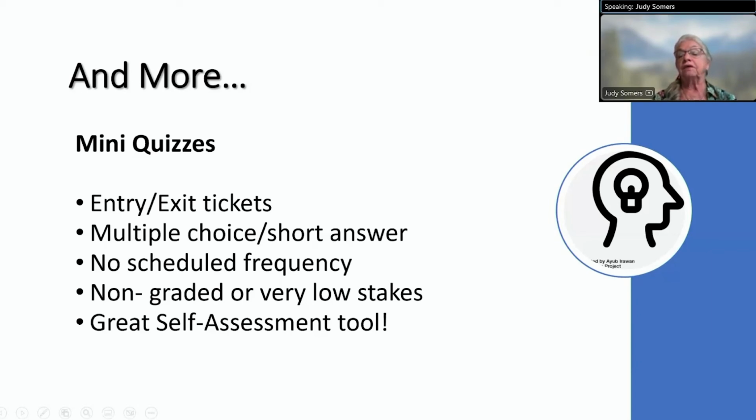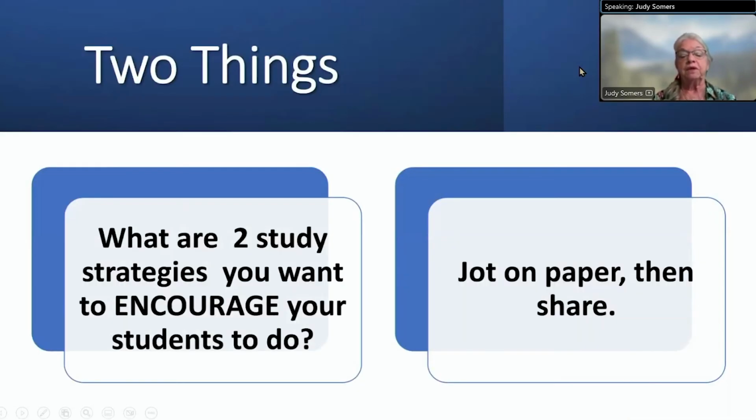So now I think you already spotted this one. Two study strategies that you want to encourage your students to do. Study in a group, pace your learning. Thank you, Michelle. Sharing information in a group is a great tool. Collaborate. Social learning makes a world of difference.